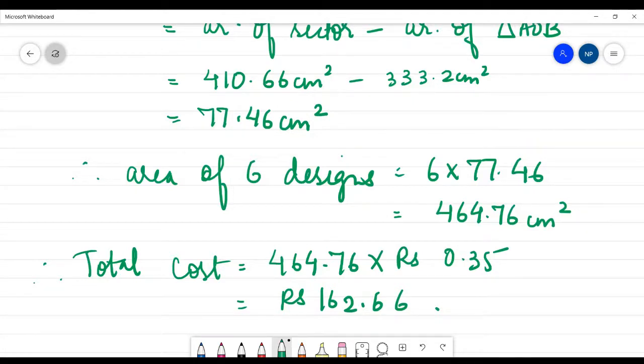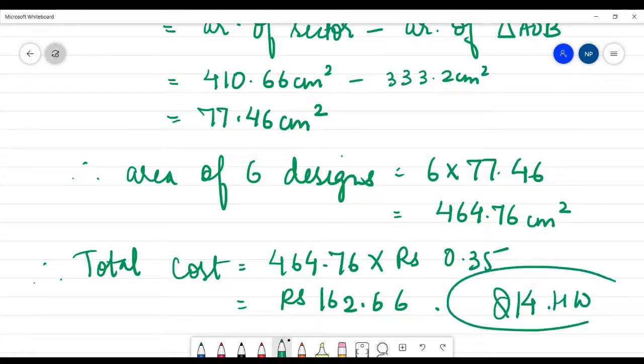Alright. And question number 14 is your homework, children. So you have 4 questions as homework: 9, 10, 11 and question number 14. With this we complete exercise 12.2. In the next live class we are going to discuss the last topic, that is areas of combination of plane figures, followed by the exercise.